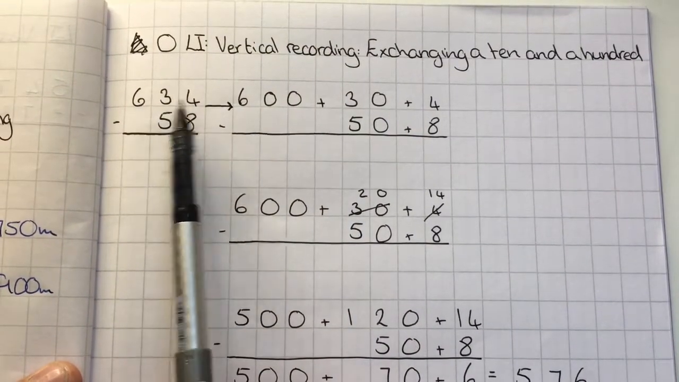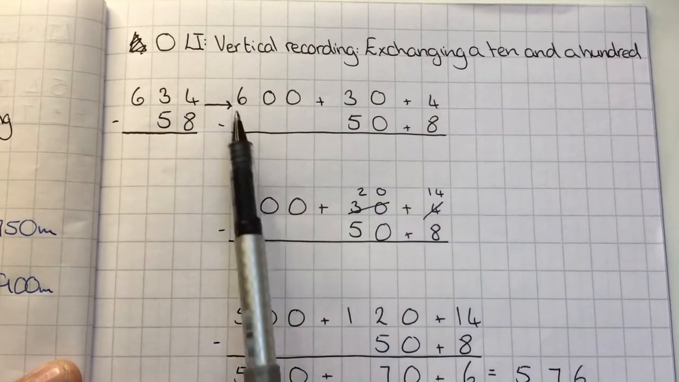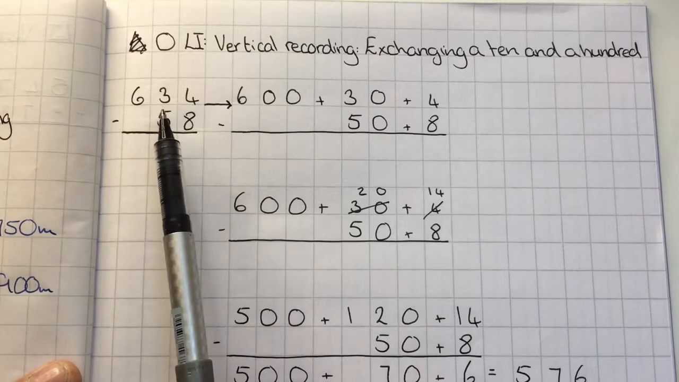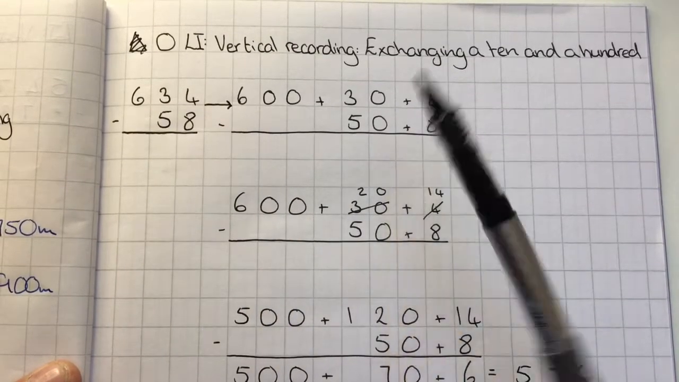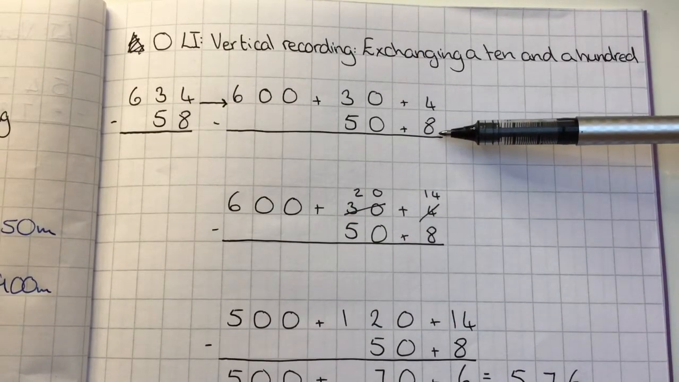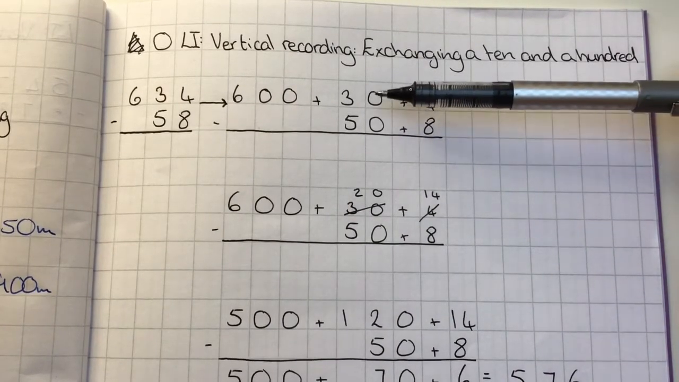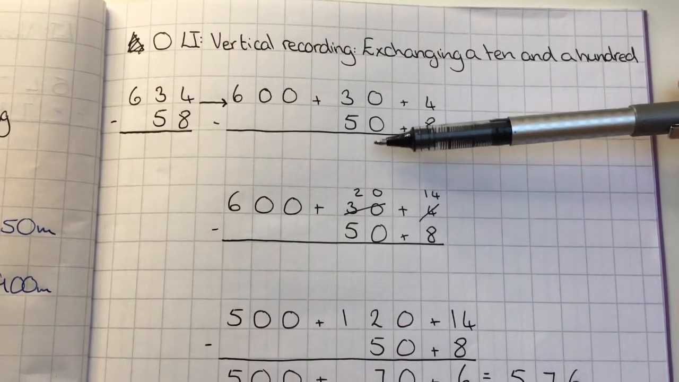We have 634, take away 58. Boom boom, we expand it out and split it. There's the 600, there's the 30, there's the 4, there's the 50, there's the 8. Okay, now let's take a look at this sum. 4 subtract 8 we cannot do. There's more on the floor, we go next door. 30 take away 50 we cannot do. More on the floor, we go next door.